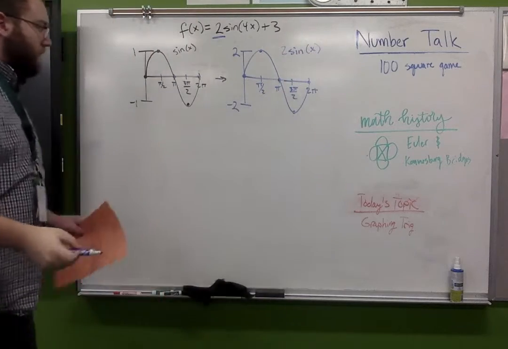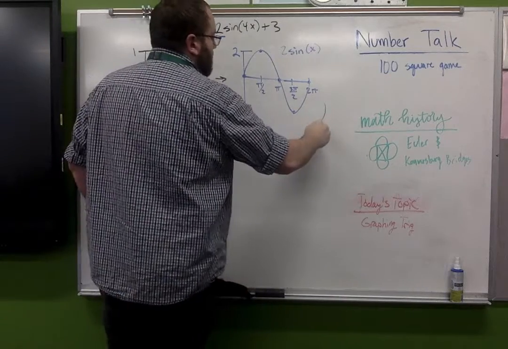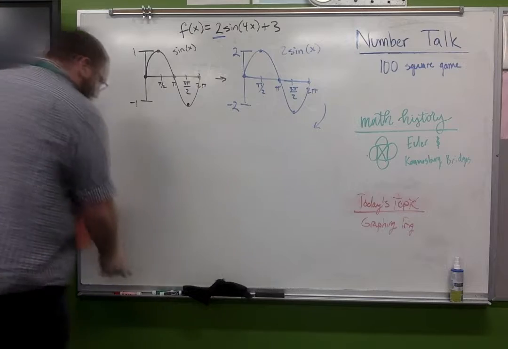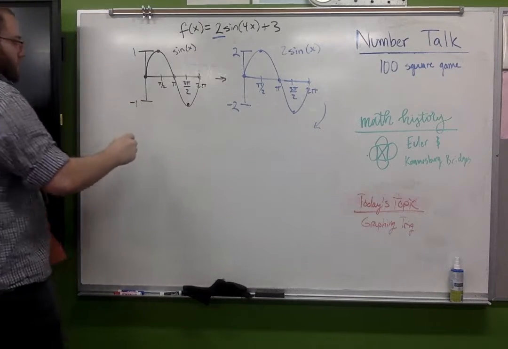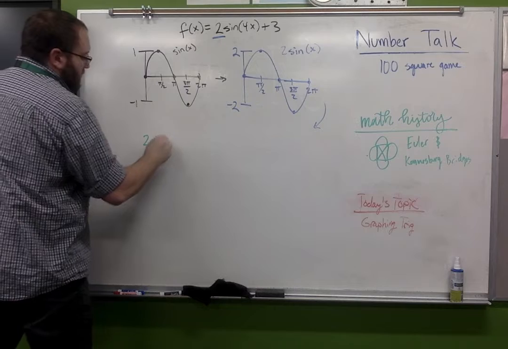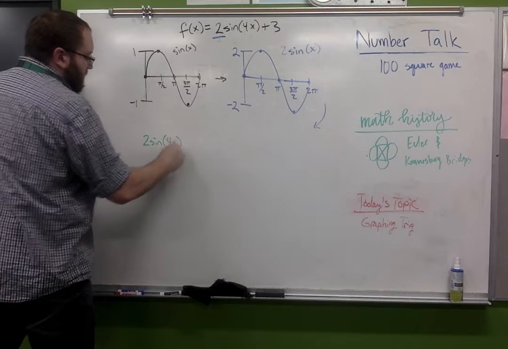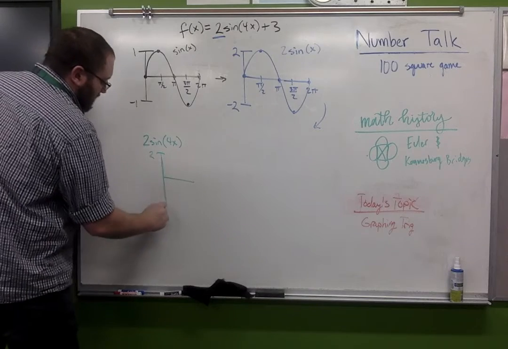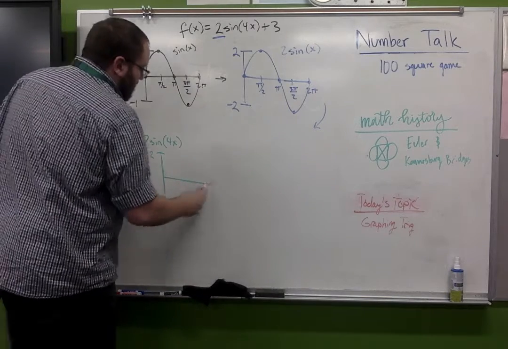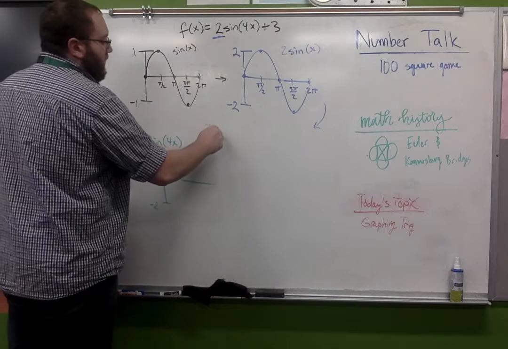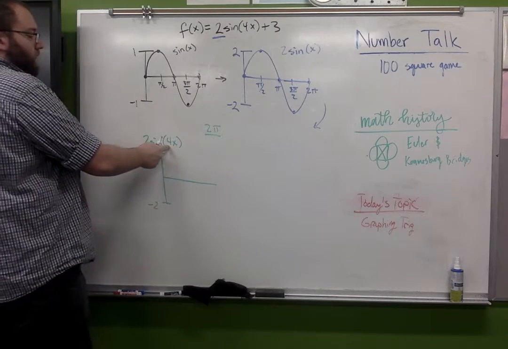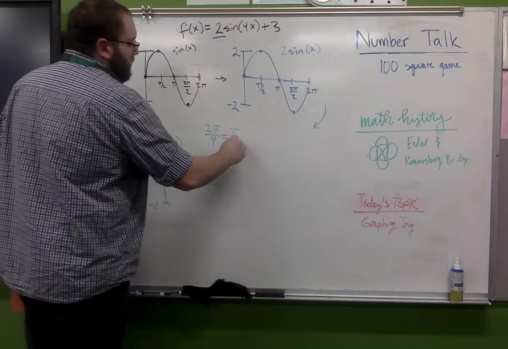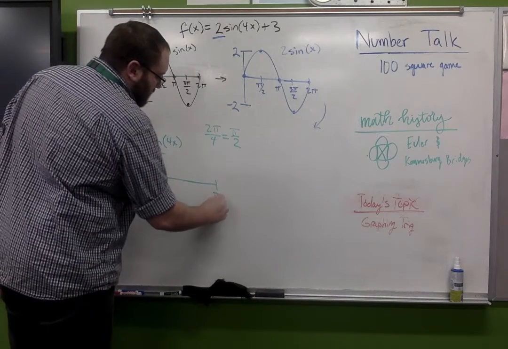Okay, so we did the amplitude. Now we're going to do the period change. So now we're going to graph 2 sine of 4x. So our amplitude is the same, right? It's 2 to -2. But our period is different now. We take our original 2 pi, divide it by the absolute value of b, or 4. So my period, 2 pi over 4, is now pi over 2.